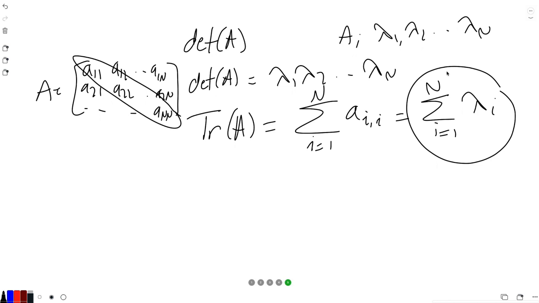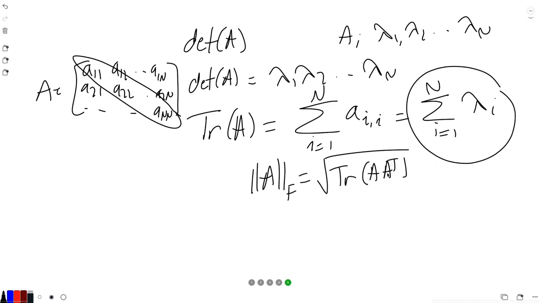For example, how to measure the norm of matrix A. We have some norms, like for example the Frobenius norm. It is given in this shape. This is equal to the square root of the trace of A times A transpose. So it gives you a norm of the matrix A. We are going to talk about norms of matrices and norms of vectors in the next session.